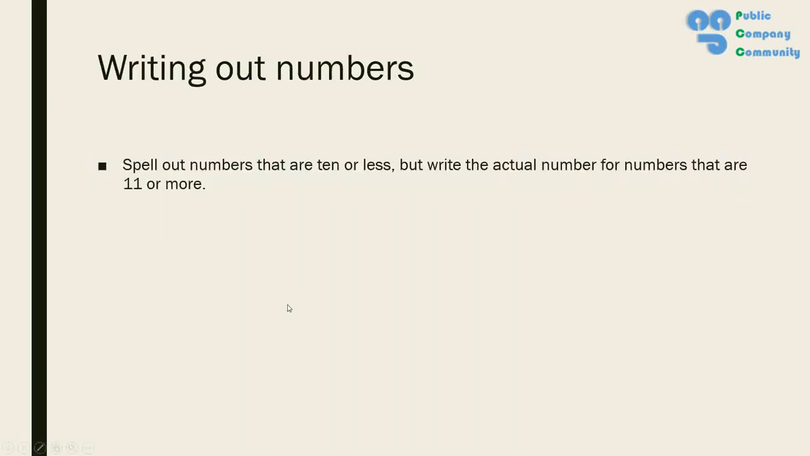Next one, which is definitely important too, is writing out numbers. Now, this one's pretty simple. Any number that is 10 or less, you should spell out the number. TEN or ONE, spell out the number. Any number that is more than 10, you should write out the numerals. So 11 for 11.